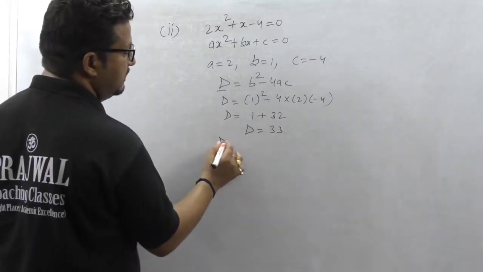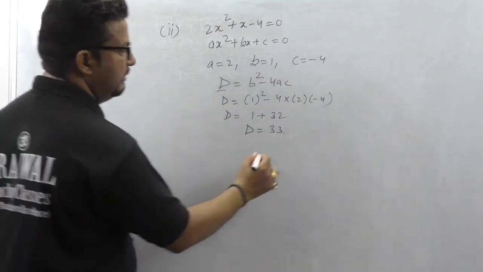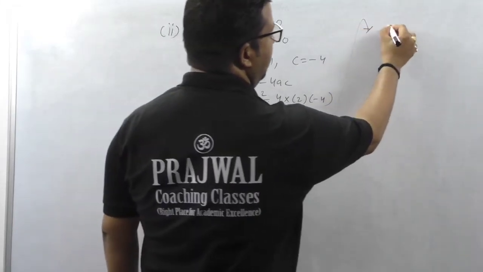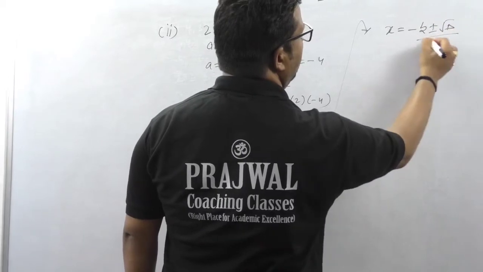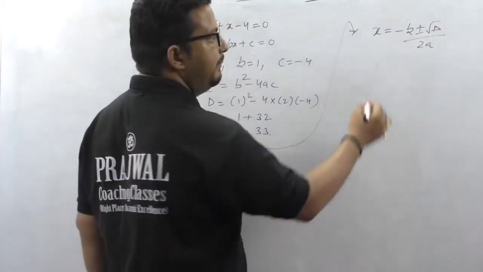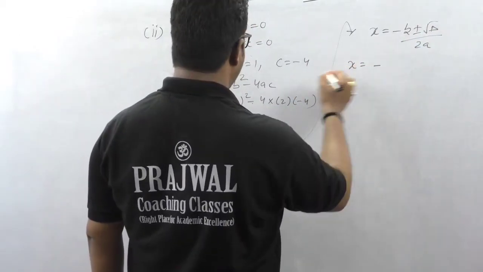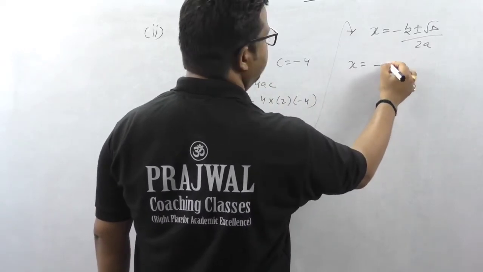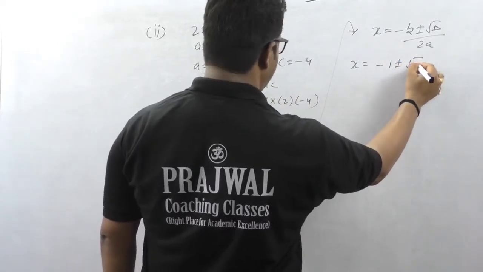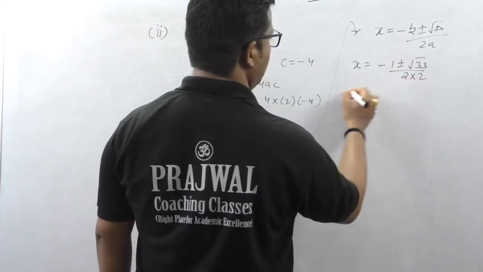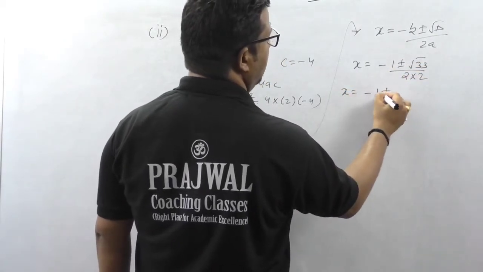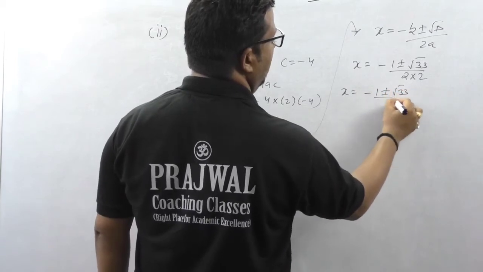Now we can apply the Siddhacharya formula. So Siddhacharya formula here I can apply. So formula is x equal to minus b plus minus root D upon 2a. This is the formula. So minus b value you got how much? Minus 1, plus minus root D, how much? Root 33, upon 2 into a value, how much? 2. So you got minus 1 plus minus root 33 upon 4.